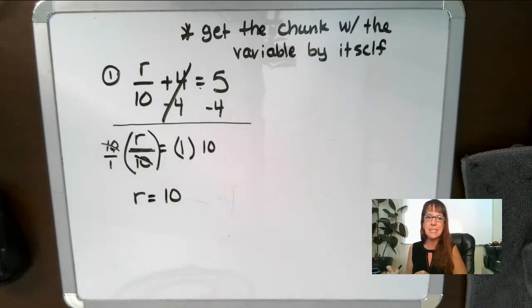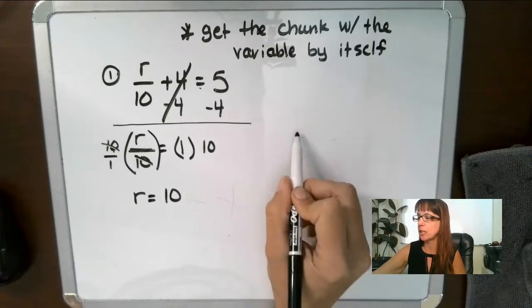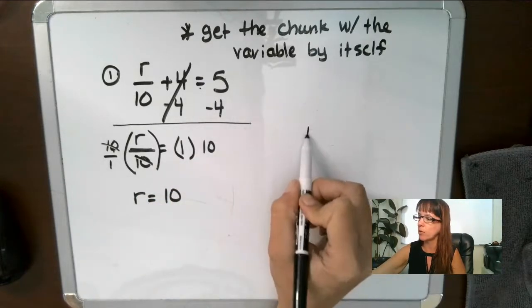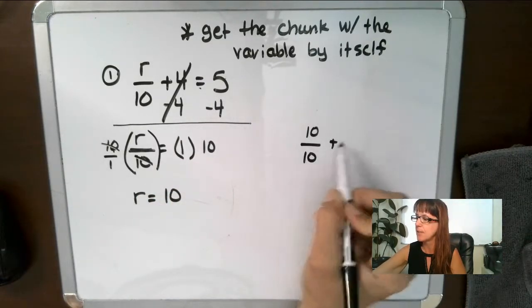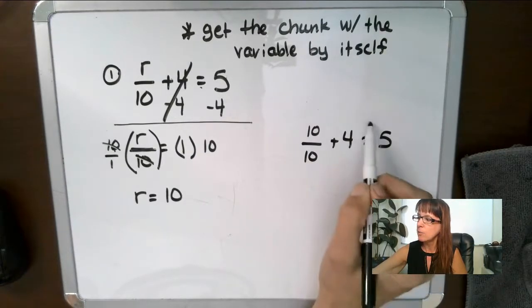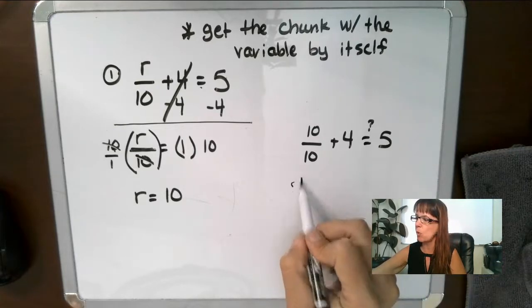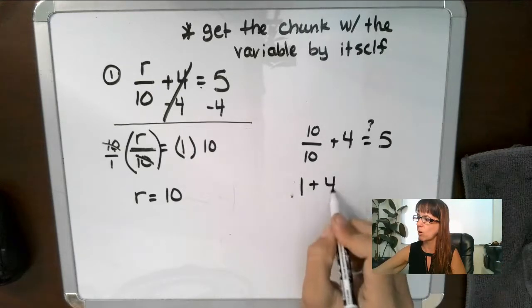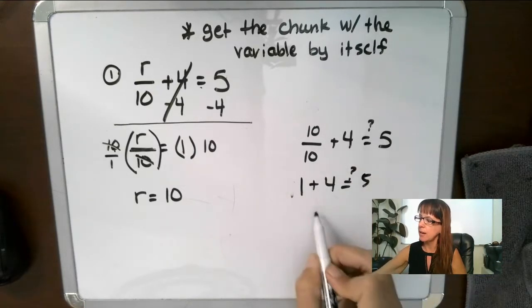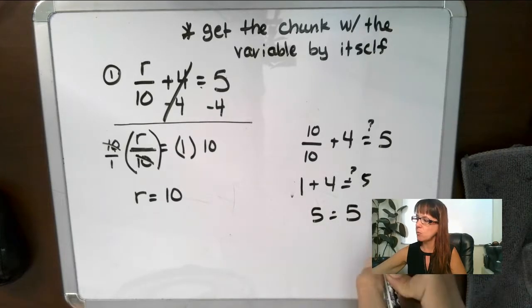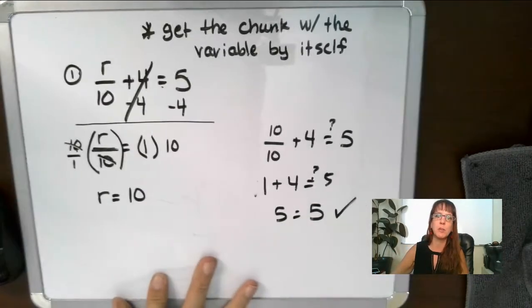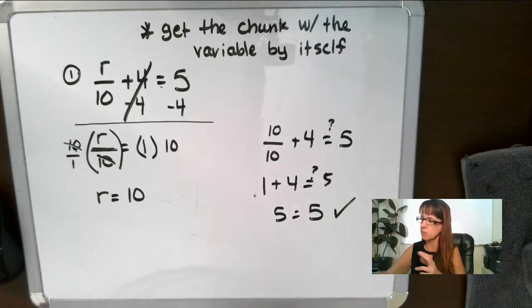R equals 10. Sure enough, you should be able to go back and check your work. We're going to rewrite this problem, but where there's an r, we're putting in our 10. And since we don't know yet, you put a little question mark here, just checking, making sure. 10 over 10 gives us 1 plus 4 equals 5. We get 5 equals 5. Does that statement work? Yes, it does. So we put a little check mark next to it so you can see, yes, we have done this correctly.